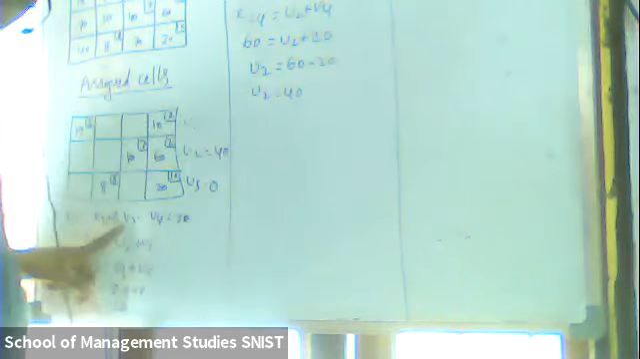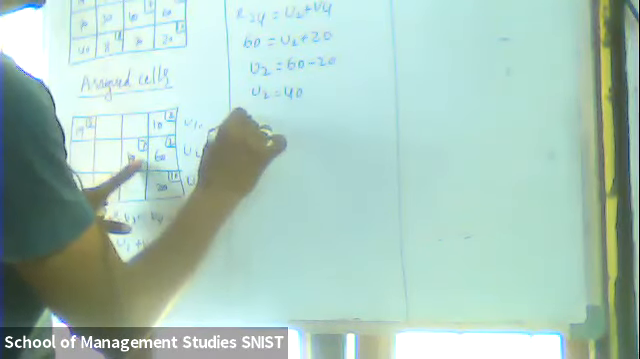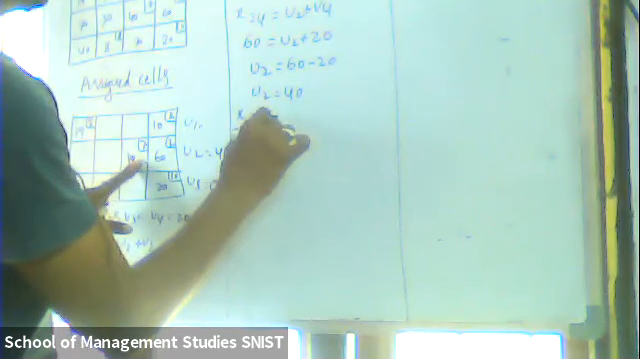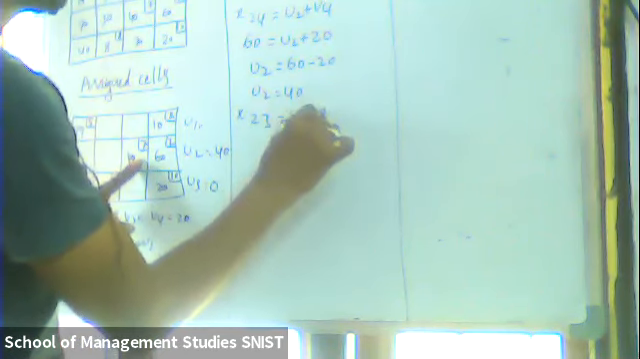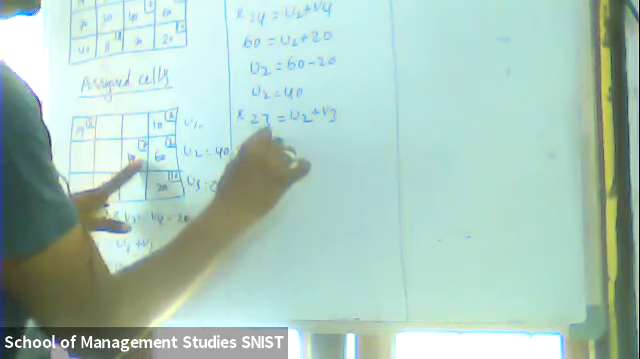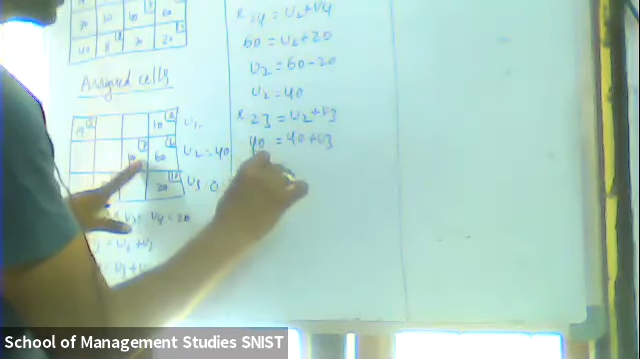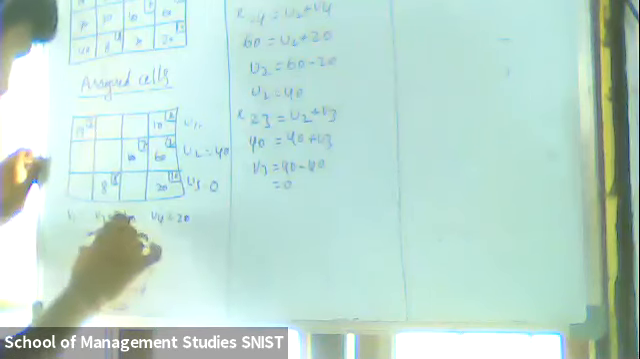Yes or no? Yes, sir. So I'm calculating x23, u2 plus v3. x23 is how much? 40. So u2 how much? 40. 40 plus v3, so v3 equals 40 minus 40, it becomes 0. So v3 equals 0.